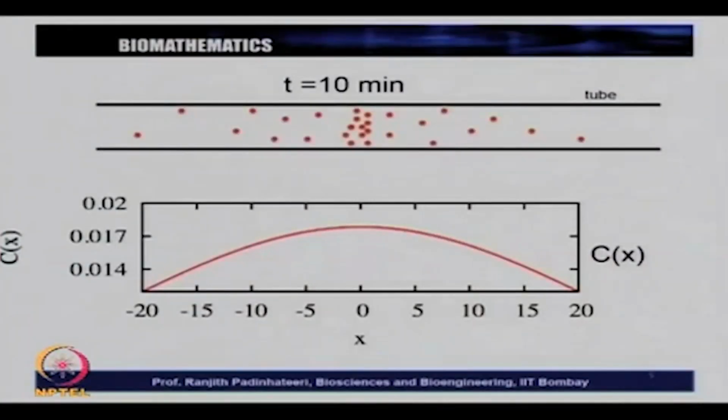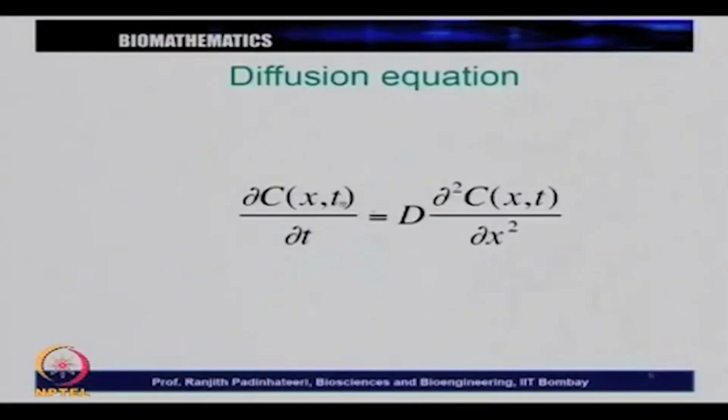So, what is the diffusion equation? The diffusion equation is this equation that we described last time: del C by del t at any point x and at any time t is equal to D del square C by del x square. So, how does the concentration change with time is this, and how does the concentration change in space? X is the distance, the space variable.